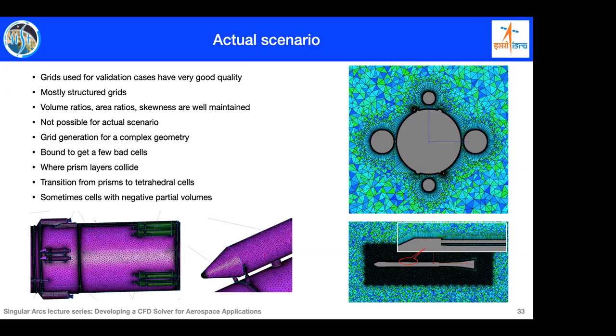You can also see, if you have done any grid generation, that there are prism layers. These prism layers, when they collide, the cells are not very good. So what we have done earlier, all those things will work well if we have all hexahedral grids or all regular tetrahedrons, all good cells. But when we do actual grid generation, we are bound to get some bad cells, or cells which are very skewed, which have very small volumes, very small face areas. Sometimes we have even seen cells which have partial negative volumes.